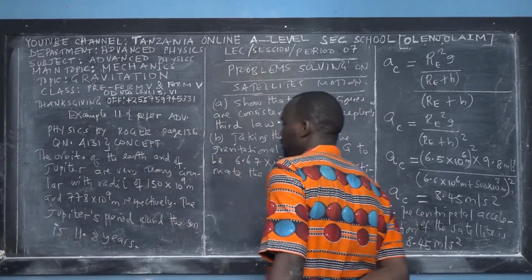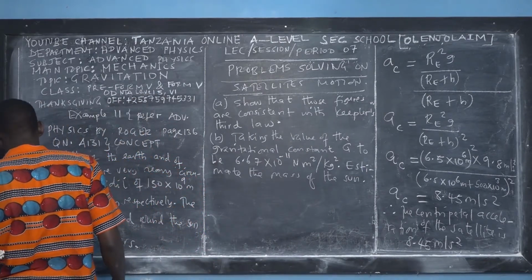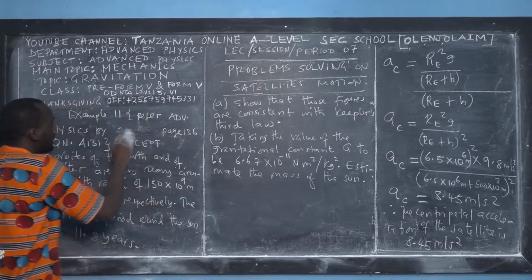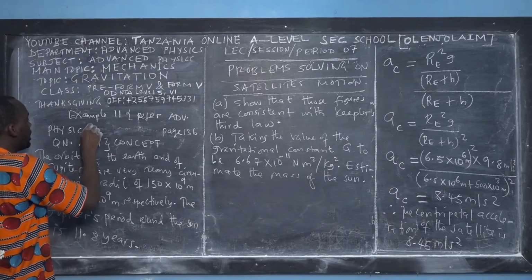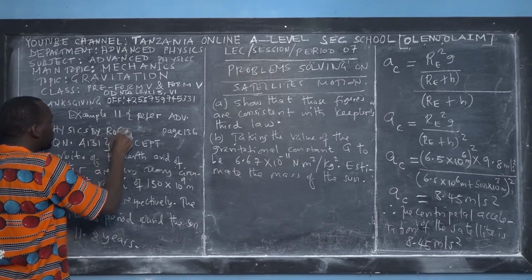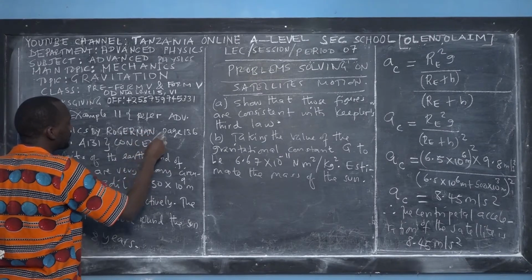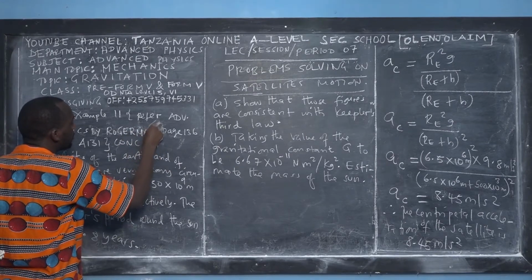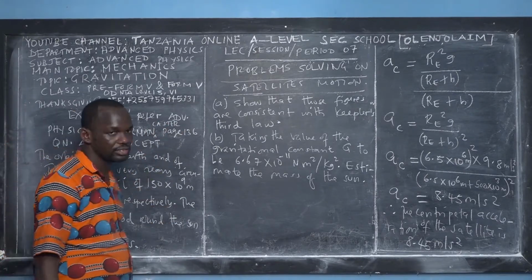So the question says that this is Roger Mancaster. So here it is, Mancaster by Roger, a very important book. Page 136, you'll find that question.